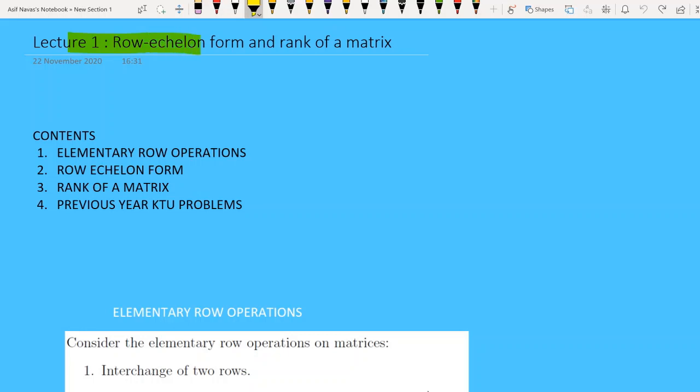We will discuss row echelon form and the rank of a matrix. So the contents are: we will discuss elementary row operations, row echelon form, rank of a matrix, and we will discuss a few previous year KTU problems. So if you have any doubt, you can ask me.